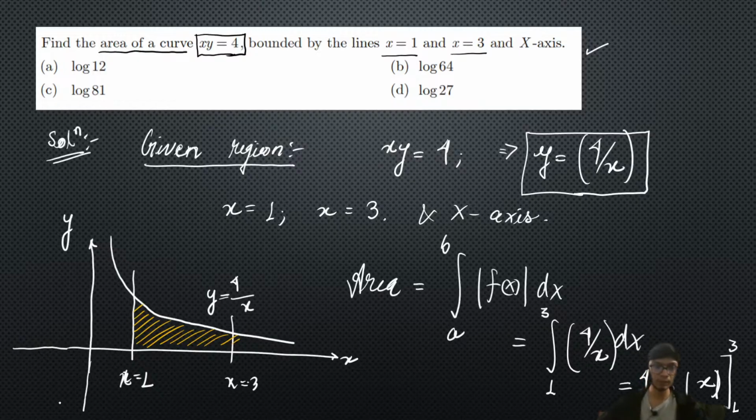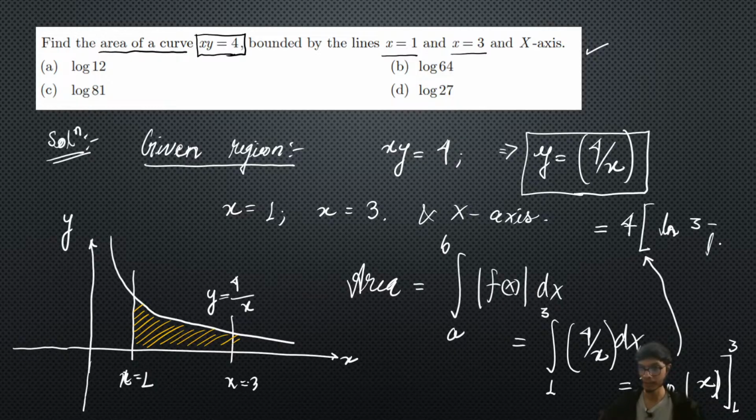So if I just calculate it out, let me solve it over here, I have a space. This part is going to be equal to 4 times of log 3 minus log 1. Log 1 is 0, so the simple answer is basically 4 times of log 3.